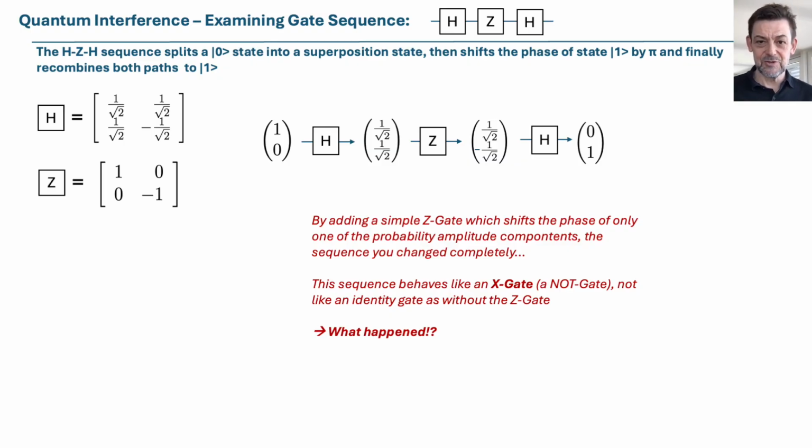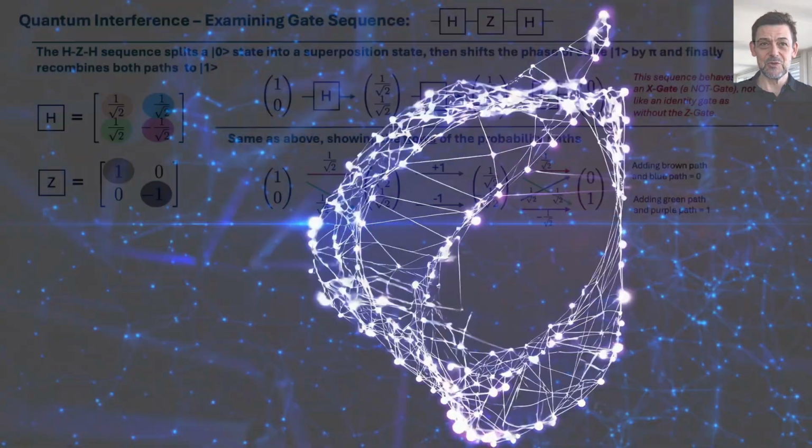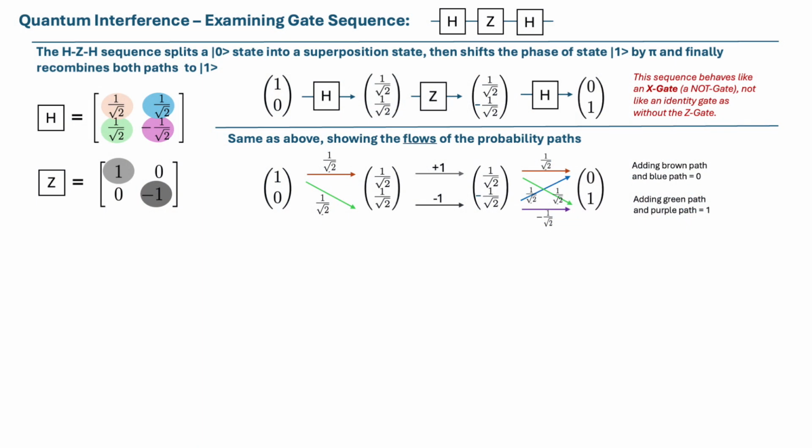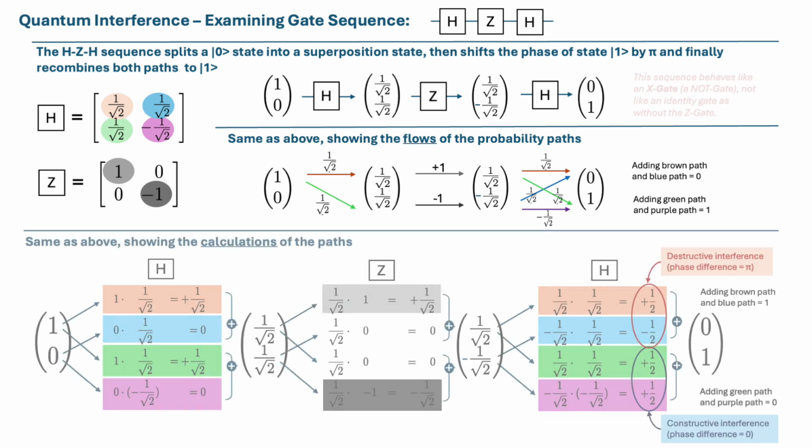By shifting the phase of one component of the qubit state vector, we observed completely new behavior. Let us once more examine the flows, noting that they are similar to the previous ones with an additional intermediary step included in the process. In the calculation we see that the phase shift that swapped the sign of the second amplitude leads now to destructive interference in the upper summation and constructive interference in the lower. The simple phase shift made quite a difference in this case.